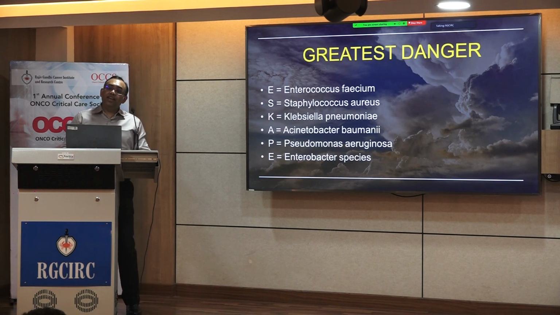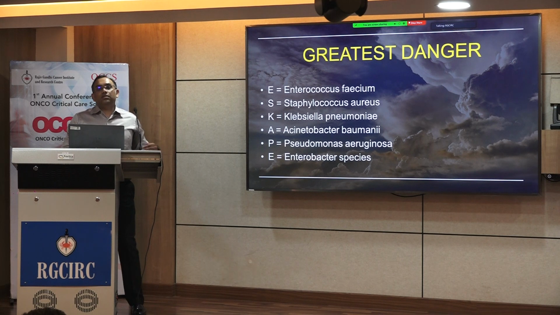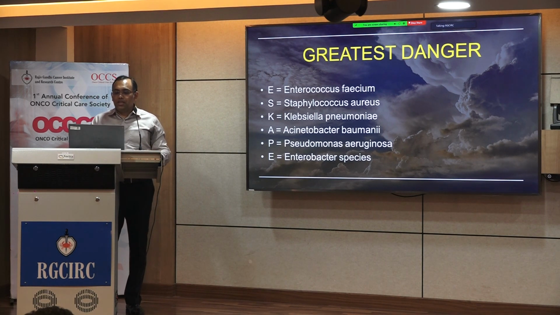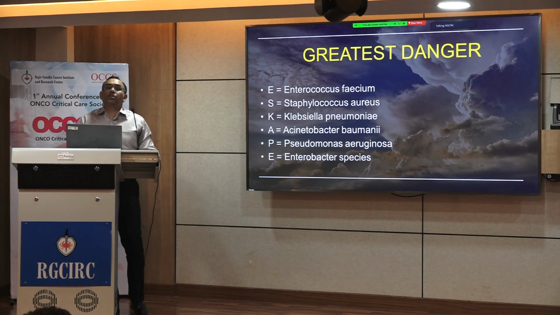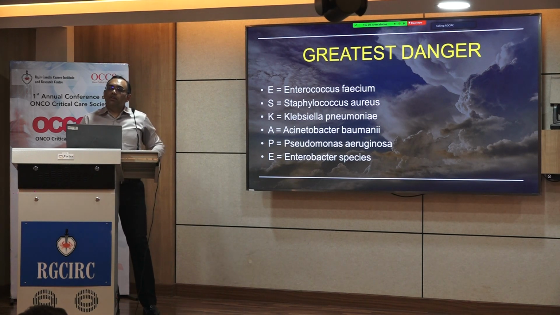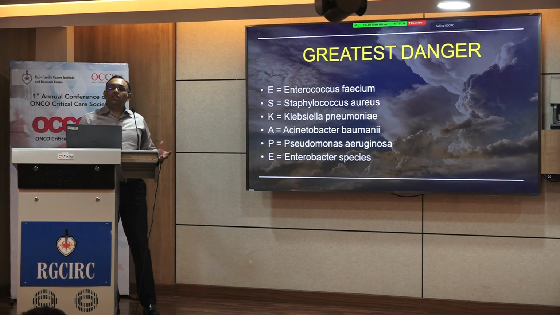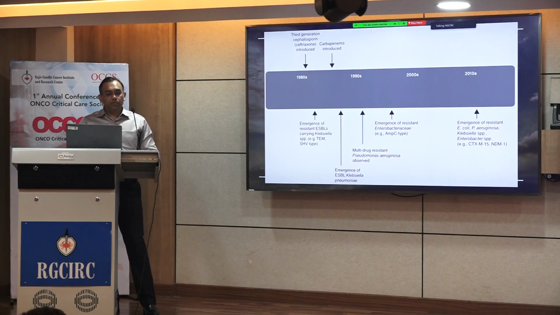The greatest danger in critical care is named as ESCAPE: Enterococcus, Staphylococcus, Klebsiella, Acinetobacter, Pseudomonas, and Enterobacter species, and these are the ones which form almost 90% of your culture reports. Even if they are negative, you try to target these bugs because you suspect that this is the infection that your patient is having.